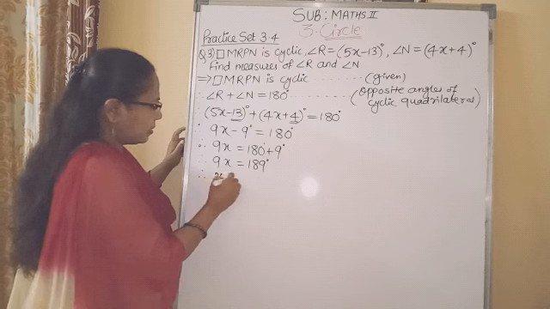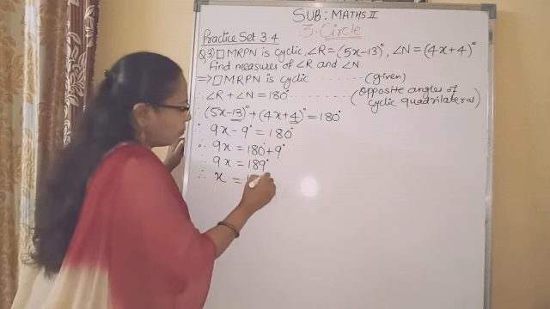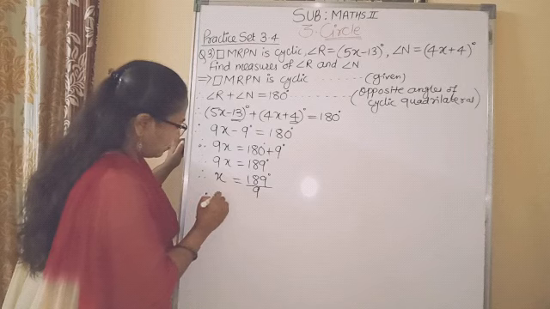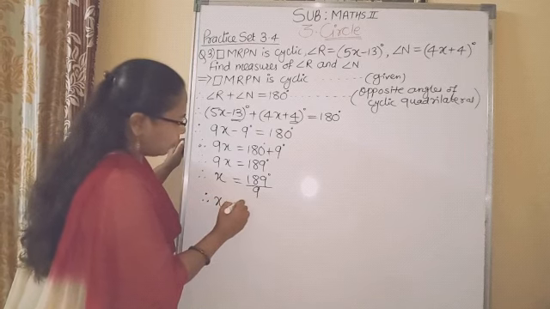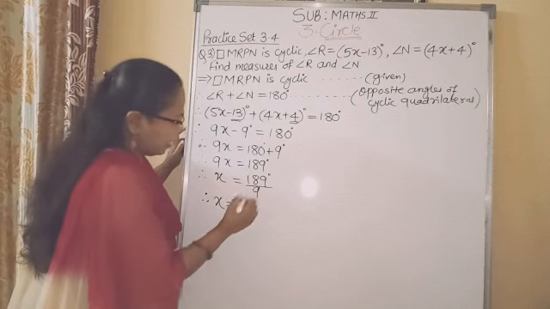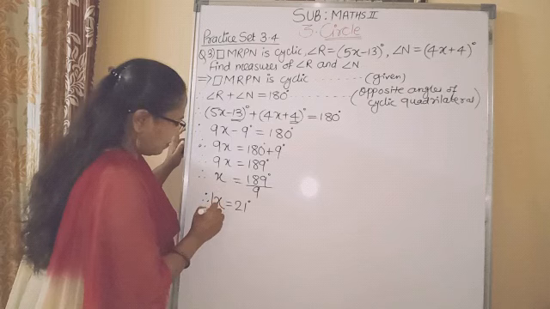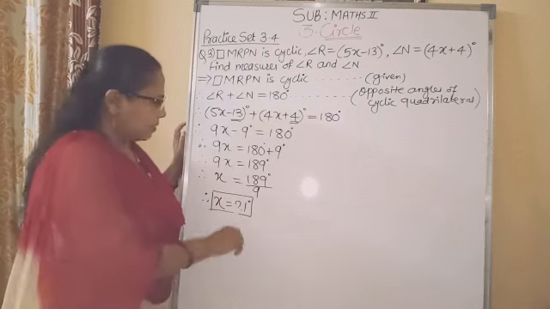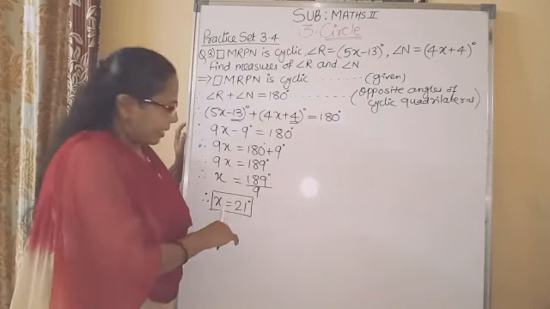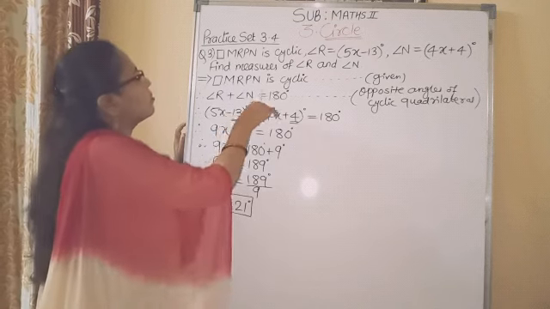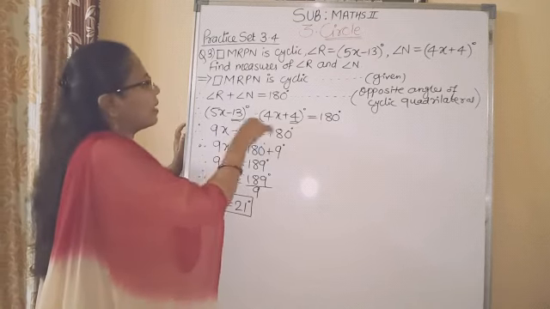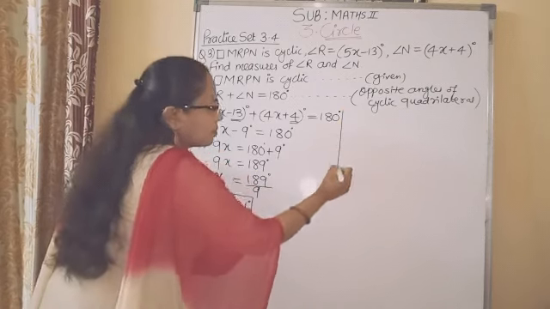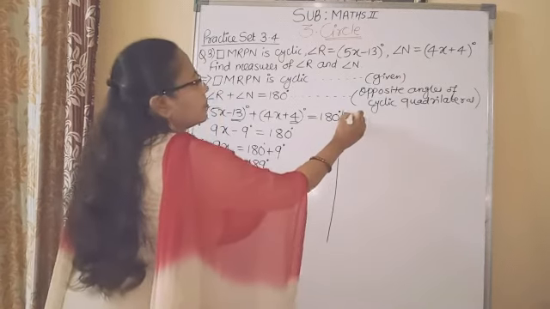Therefore, x is equal to 189 degree divided by 9. So, 9 ones are 9, 9 twos are 18, 9 ones are 9. So x is equal to 21 degree. So after getting the value of x, substitute here and get the value of angle R and angle N. So let us find the angles.